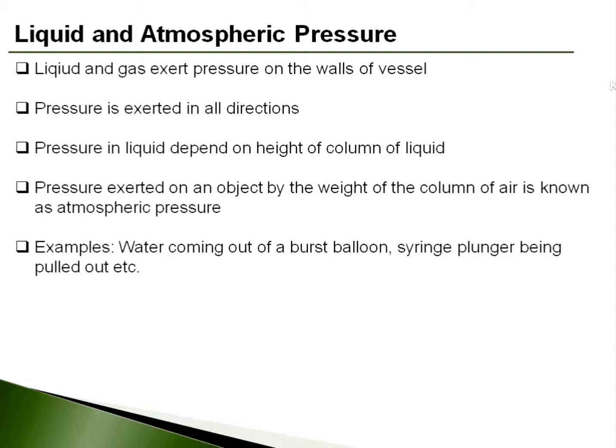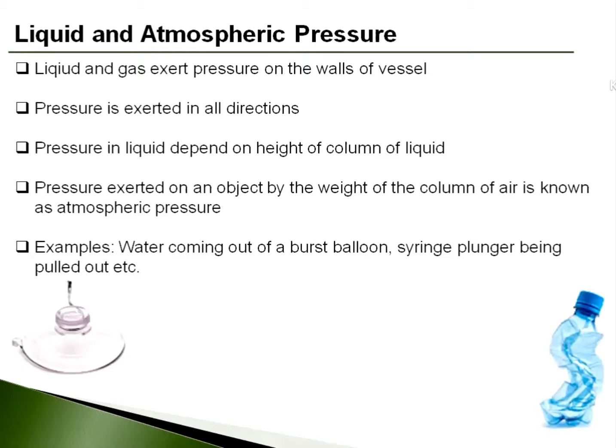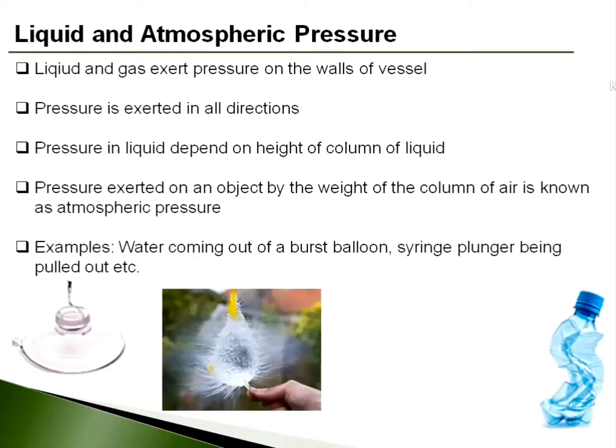Pressure in liquids depends upon the height of the liquid in the column. When pressure is exerted on an object by the weight of the column of air, it is known as atmospheric pressure. Some examples of liquid and atmospheric pressure include a suction cup sticking on a plane surface, an empty bottle being crushed by the atmospheric pressure, water bursting out from a water balloon when pricked with a needle, a syringe plunger being pulled to take in the liquid, etc. We shall discuss these in detail in separate videos.